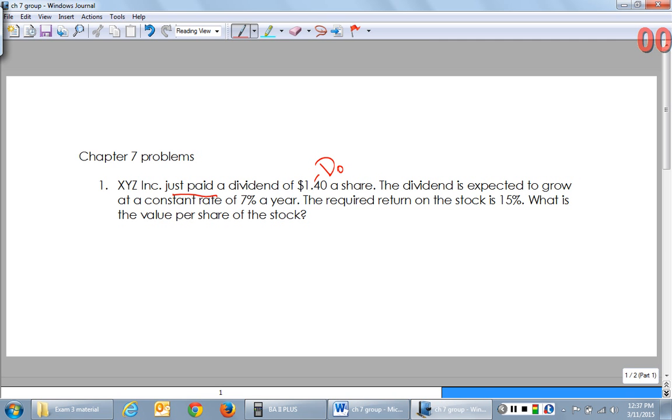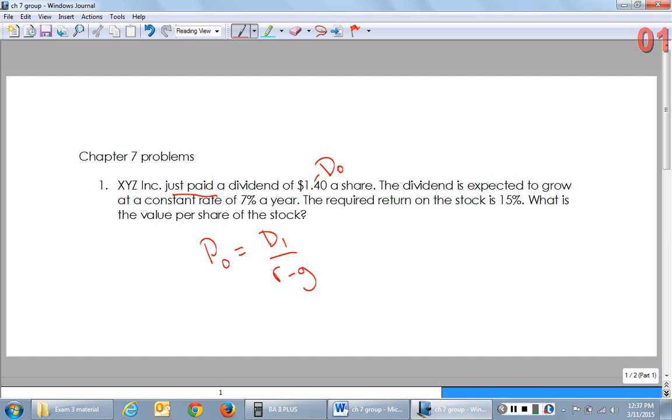The dividend is expected to grow at a constant rate of 7%. So it's going to grow at a constant rate forever. That means that we can use the constant growth rate model. Remember, the price today is equal to the next dividend payable divided by the required return minus the growth rate. The required return on the stock is 15%, so what is the value per share of the stock?